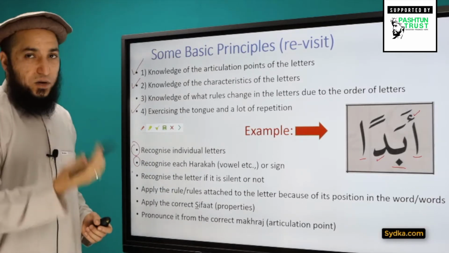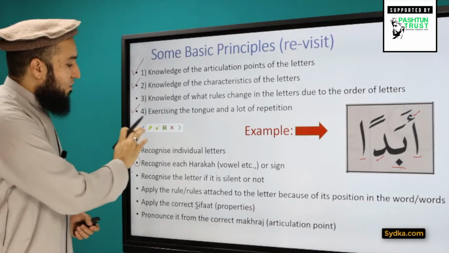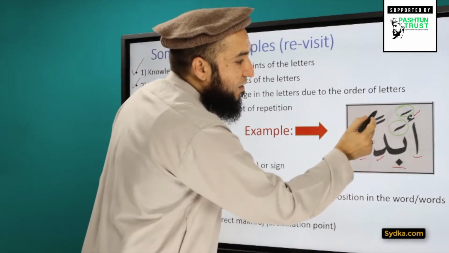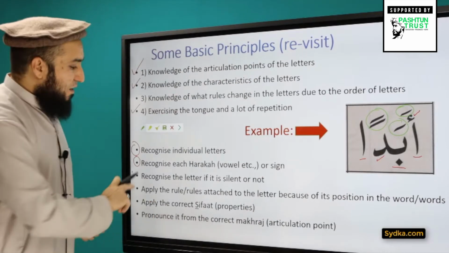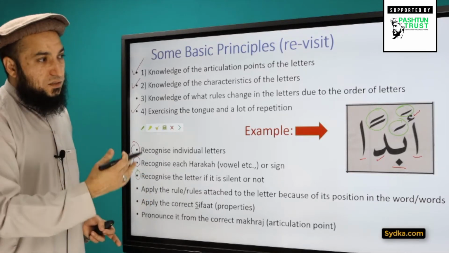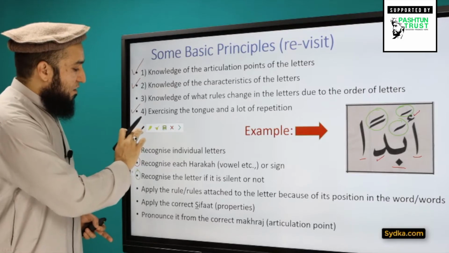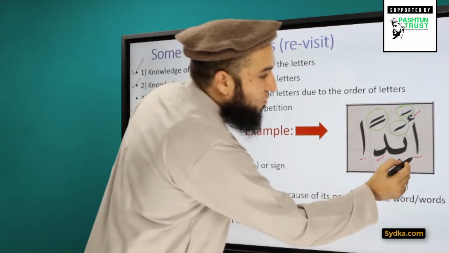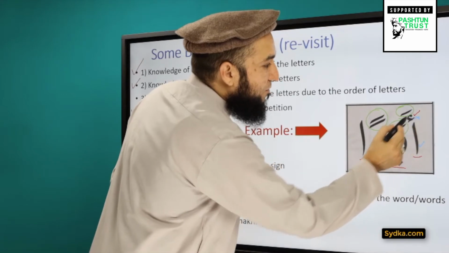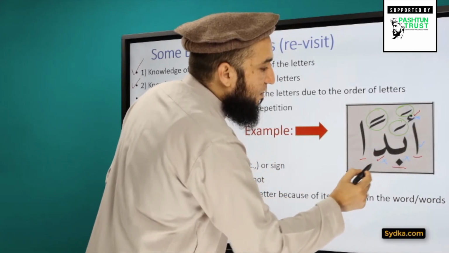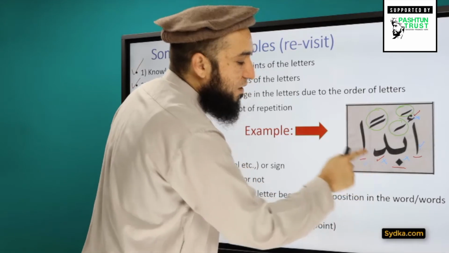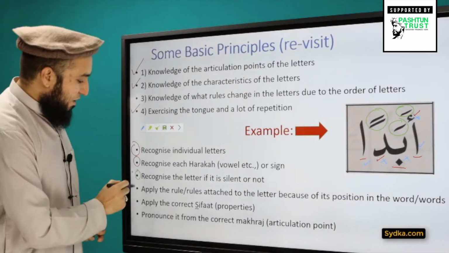In step two, we recognize the harakat that are used. So the signs would be here. That's fatha, fatha, fathatain. So we recognize the harakat. And the next one is we have to recognize which letters are silent and which aren't. So if you see here, Alif is silent, Hamza is not silent, Ba is not silent, Dal is not silent, and Alif is silent. So we recognize those ones.